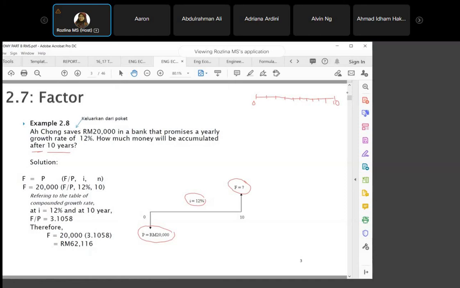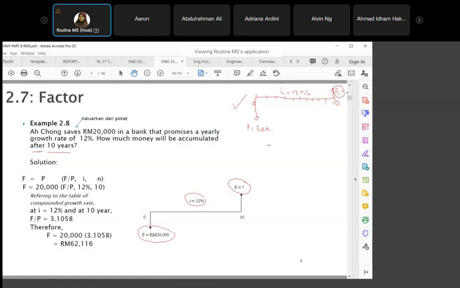Okay, then you spend how many? P is 20,000. And what is the value of F? The I is 12%. So your cash flow diagram is complete. Now we want to find out this one, F.